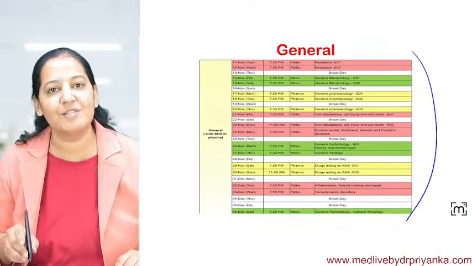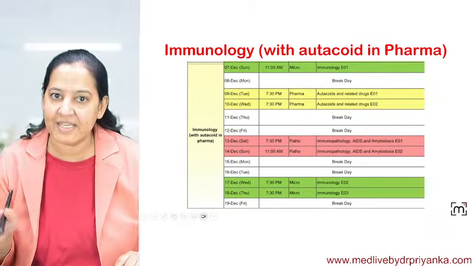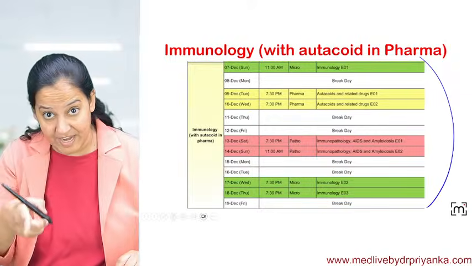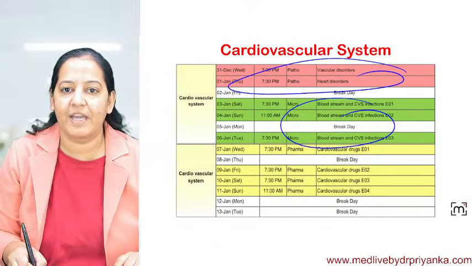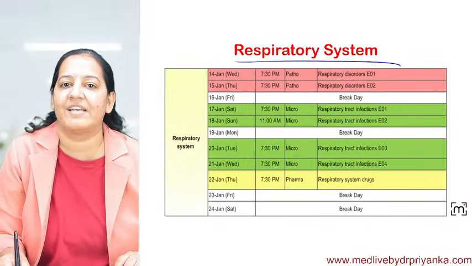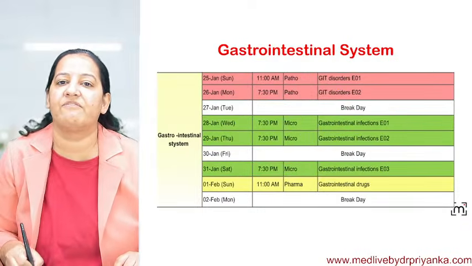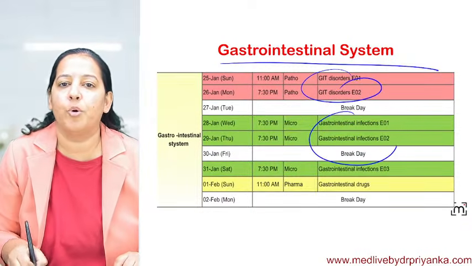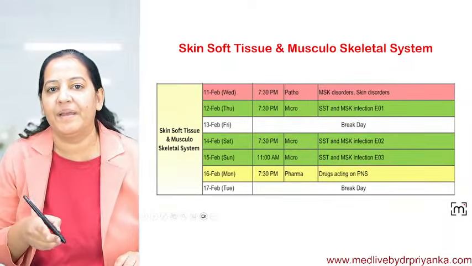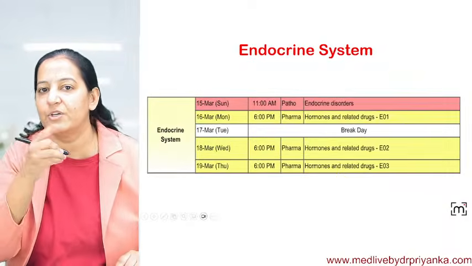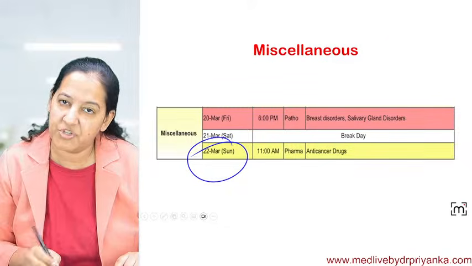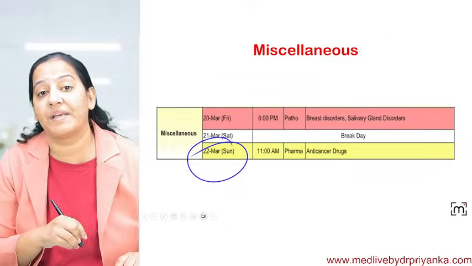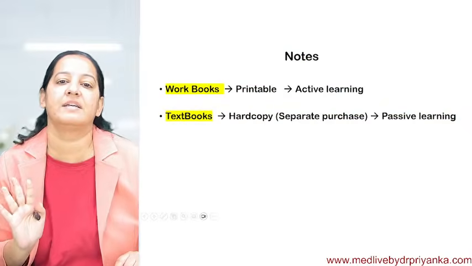First 20 days in this batch, we are going to cover general of the 3 subjects. After that, you can see the color coding. Appreciate the color coding. We will go system by system. First patho, then micro, then pharma for CVS. Then GIT: patho, micro, pharma. Then hepatobiliary, skin and soft tissue, CNS, urogenital, endocrine, and miscellaneous. And the last date is 22 March. We will not even leave the miscellaneous topics, the minor topics. They will also be covered in this batch.